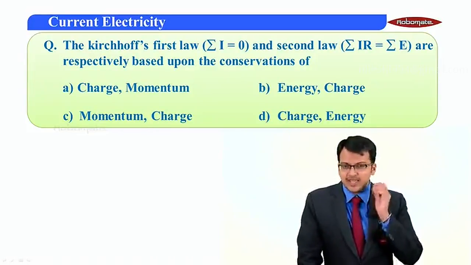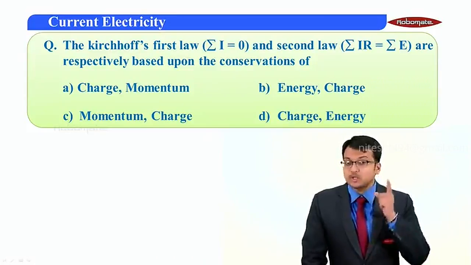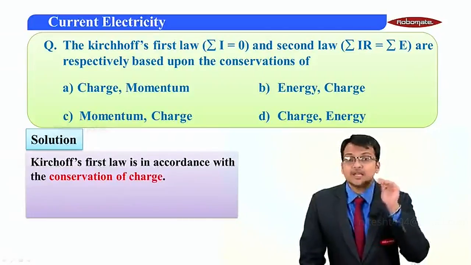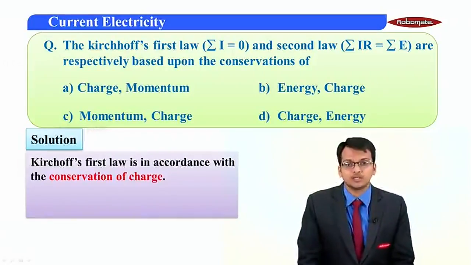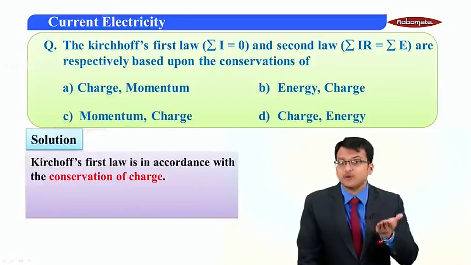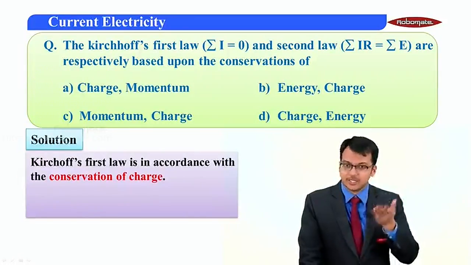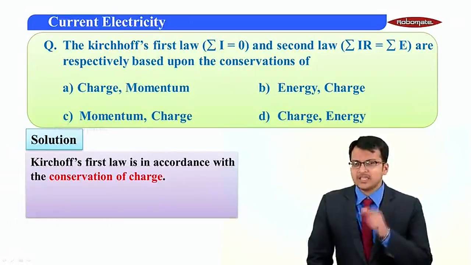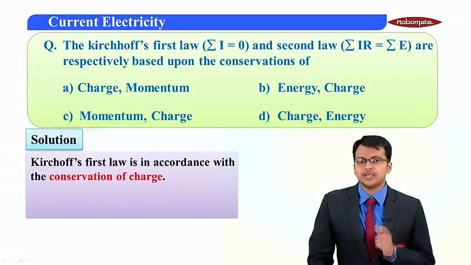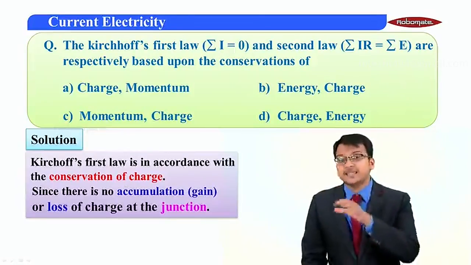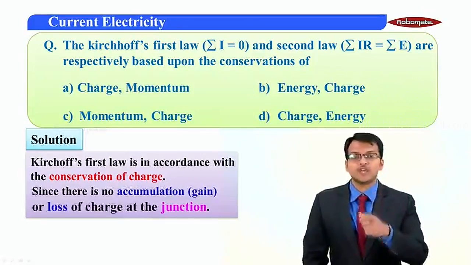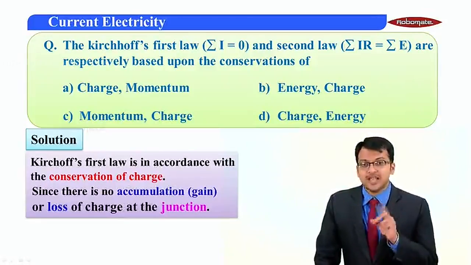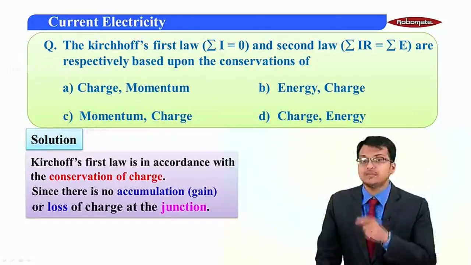Now let's analyze what Kirchhoff's first law is. Kirchhoff's first law is based upon incoming current being equal to outgoing current. Current is nothing but flow of charge, and yes, you guessed it right, it is the conservation of charge. When incoming current equals outgoing current, it implies there is neither gain nor loss of charges at the given junction. So our first option, that is charge, stays, and option B and option C are eliminated.